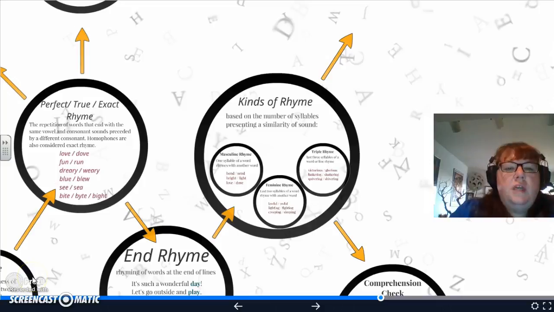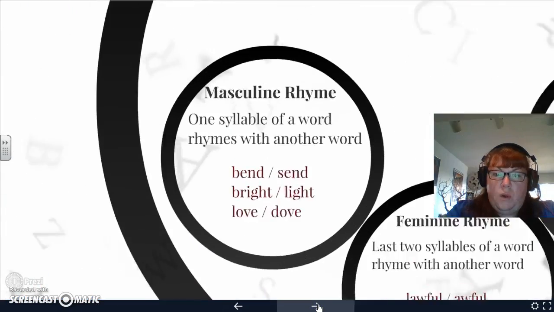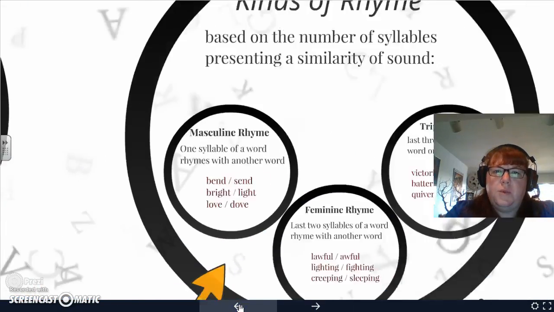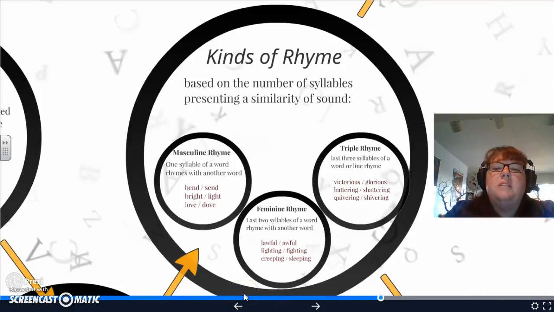Okay, on our last video, we talked about the different types of rhyme, as in perfect, slant, and I, and we talked about end rhyme and internal rhyme. Now we're going to look at the idea of kinds of rhyme. Kinds of rhyme are based on the number of syllables. So a rhyme is going to be both perfect and one of these, or it's going to be I and one of these.